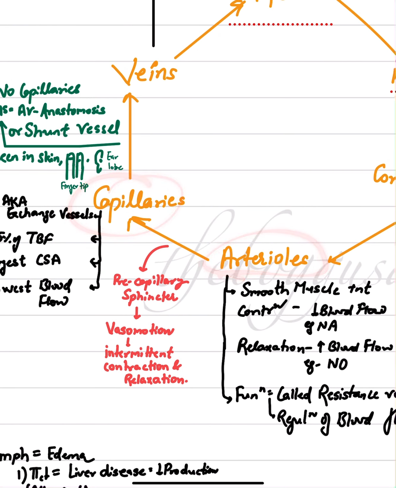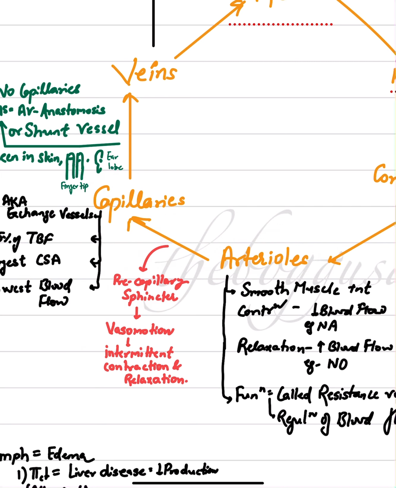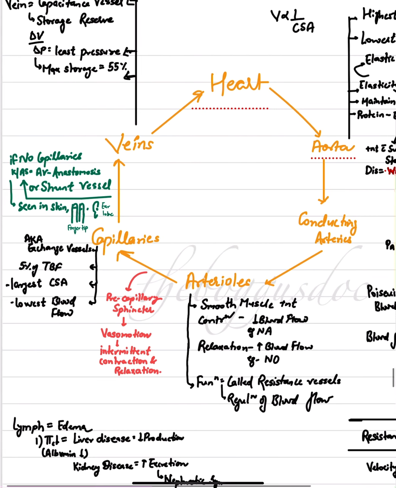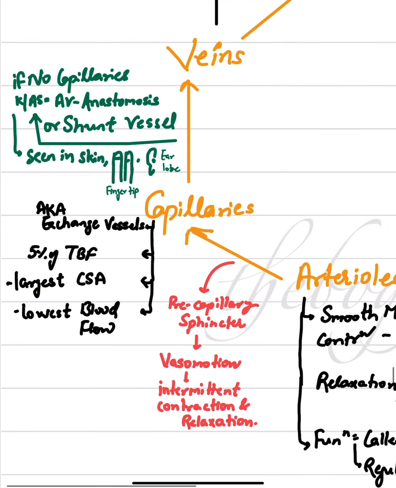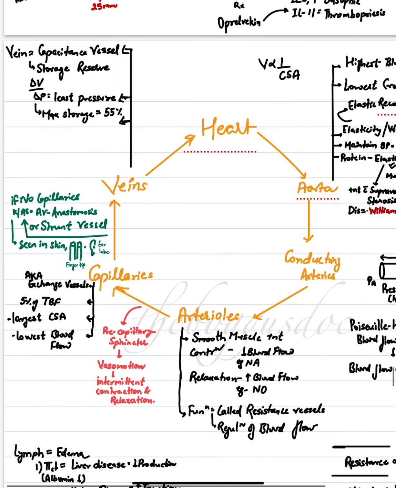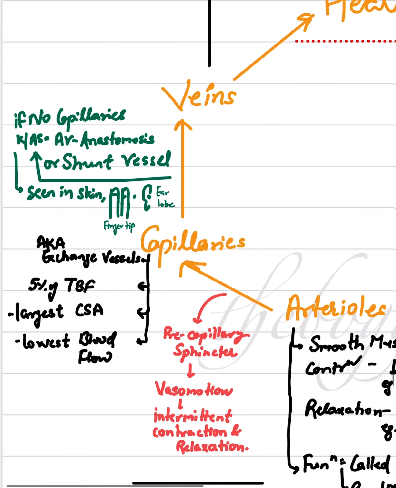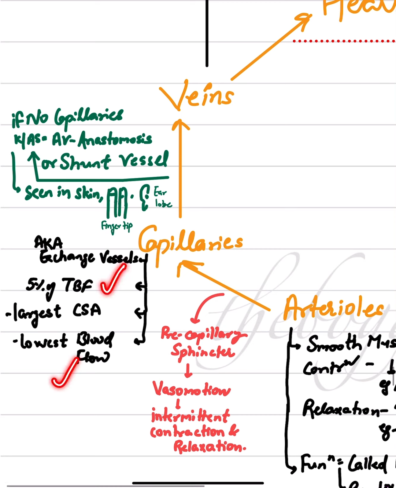In the arterioles and in the capillaries, we have the precapillary sphincter. This sphincter does intermittent contraction and relaxation, contraction, relaxation. This is known as the precapillary sphincter. This motion is known as vasomotion. Okay. Capillaries, also known as exchange vessels, have the largest cross sectional area. Largest cross sectional area means minimum velocity. Total 5% of total blood flow. It is the lowest blood flow.